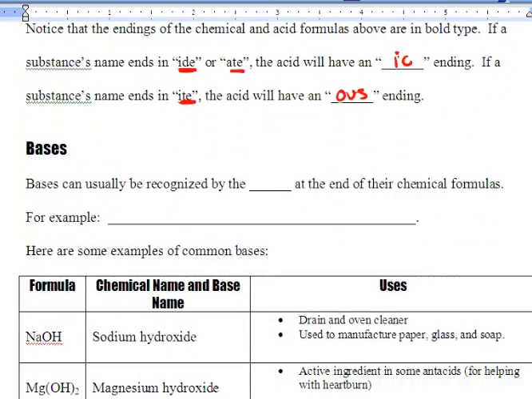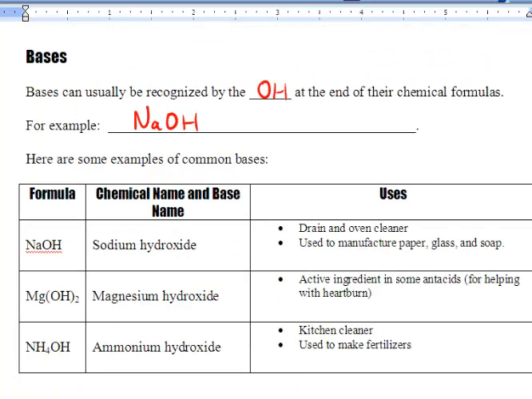Next we've got bases. Now bases can usually be recognized by the OH at the end of their chemical formulas. And our most common one is NaOH, which is sodium hydroxide. And that's right down here. So we have sodium hydroxide. There's nothing special for naming bases. We just name the metal and we put hydroxide at the end. So NaOH is drain cleaner. This would be like Drano.